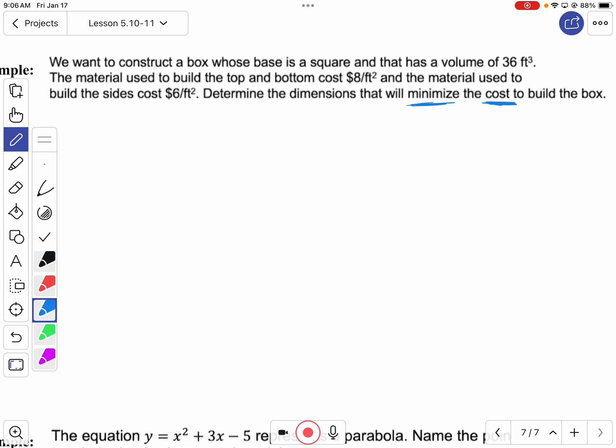Okay, so my equation we're going to write is a cost function. It's not area, it's not volume. I think we'll use all those things, right? But we're going to minimize a cost function. So we're going to eventually have to write a cost function. So let's start. We're going to start with a square base.